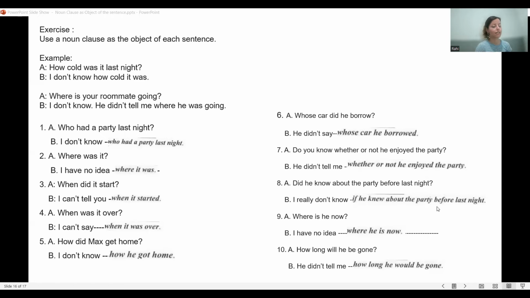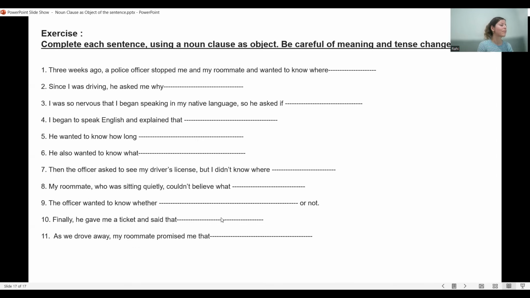Okay, here are the answers. Please check your answers. Just about number 7 and number 8. I will talk about these two in another video. So do not worry about if and the word whether. I will talk about them later, not now. Okay, let's go to the next exercise.